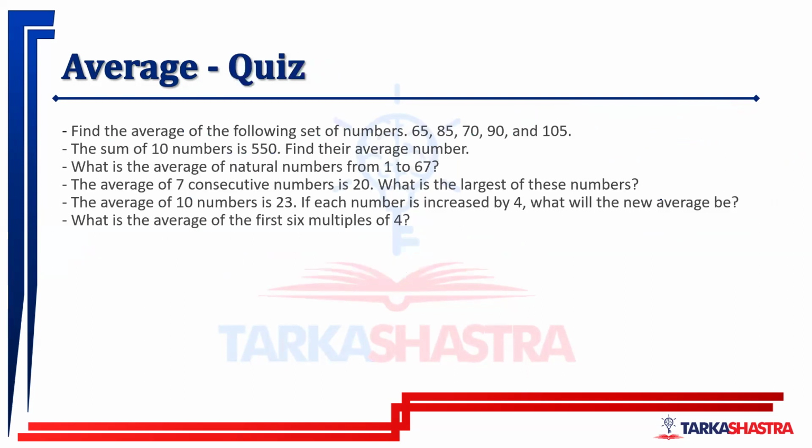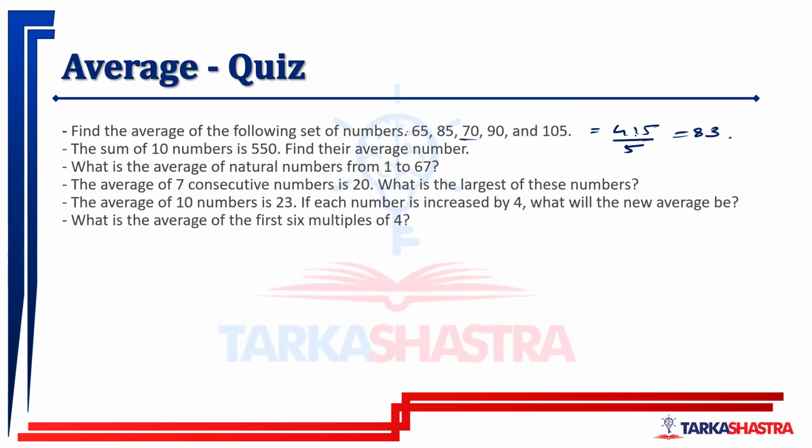Now, very small 6 questions we have to solve. Find the average of the following set of numbers: 65, 85, 70, 90. So simple. Addition of all these. 65 plus 85 is 150, plus 70 is 220, plus 90 is 310. 310 plus 105 is 415. And we have to divide by 5. Why? Because there are 5 numbers. If I divide by 5, this is 83. The overall average comes out to be 83.